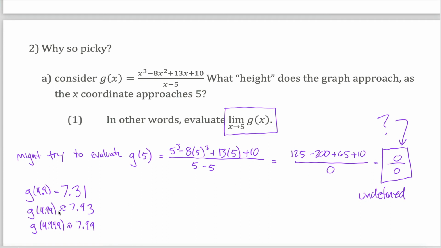If this analysis doesn't convince you that the function is getting really, really close to 8 when the x-coordinate gets really close to 5, instead of looking at x values slightly less than 5, we could look at x values slightly greater than 5.